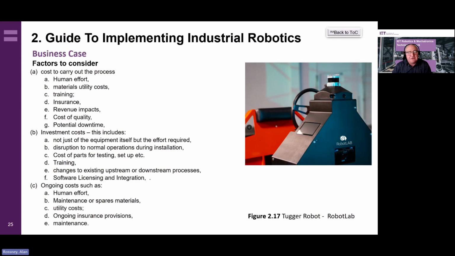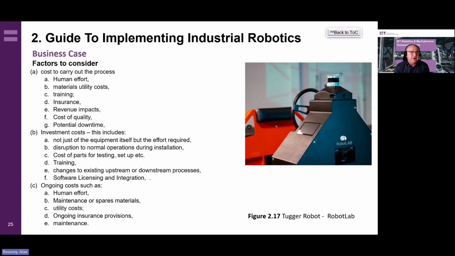And also there's a cost of quality. What does it cost to scrap when there are defects? What's the cost of rework? What's the warranty cost on returned product? Also, what's the cost of the equipment that's being used in your quality inspections to eliminate those defects? So the potential downtime costs as well.